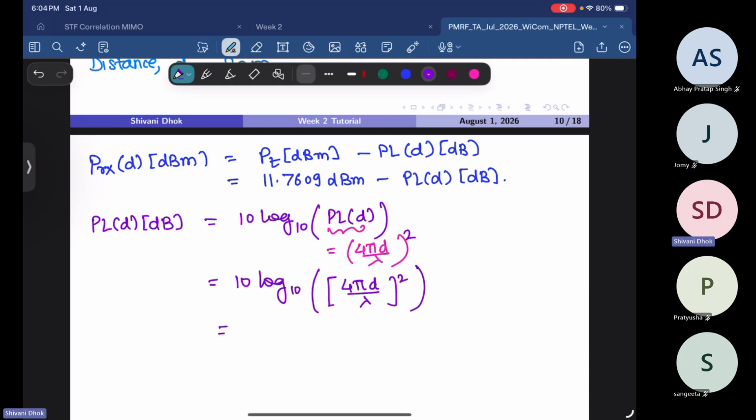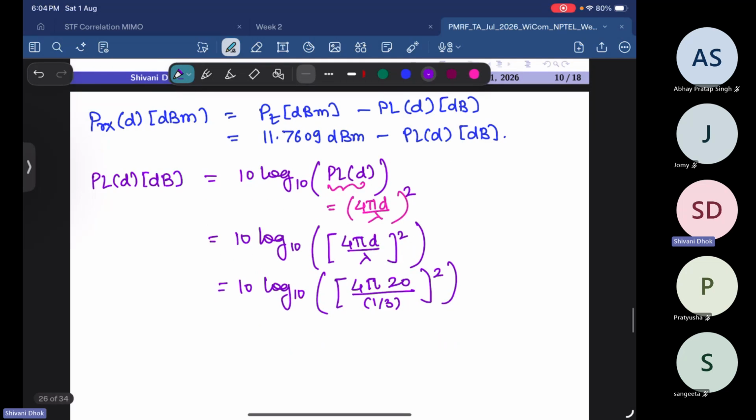So this turns out to be equal to 10 log to the base 10, we have (4 pi, the value of d is 20 meters, and lambda is 1 by 3) whole square, and this comes out to be equal to 57.5472 dB.